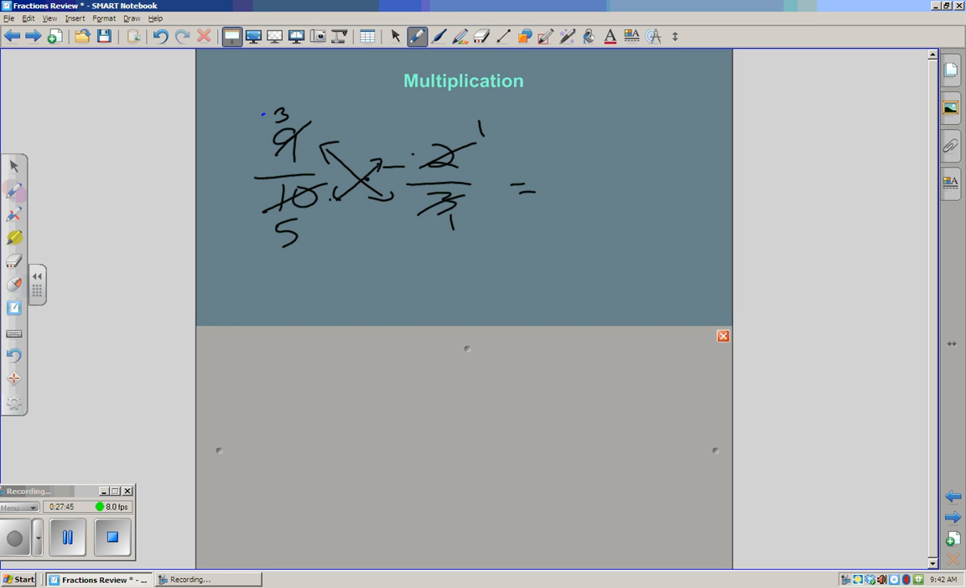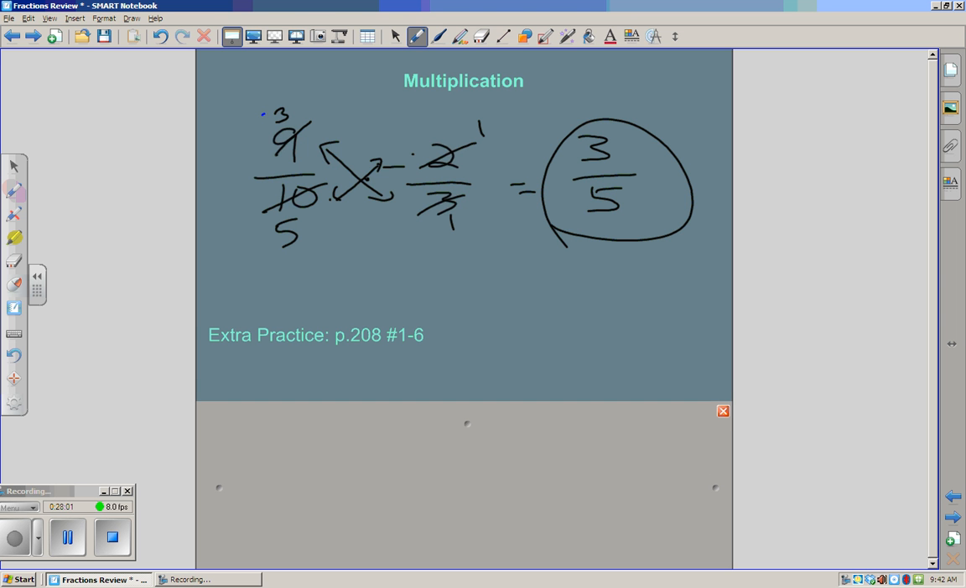Now I can do my very, very simple multiplication. 3 times 1 is 3. 5 times 1 is 5. Your life is super easy, no reducing. I can't believe how fun this is. If you need extra practice, there are the problems to complete, and come show me.